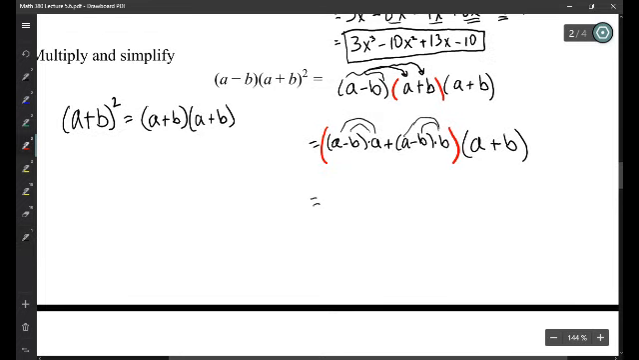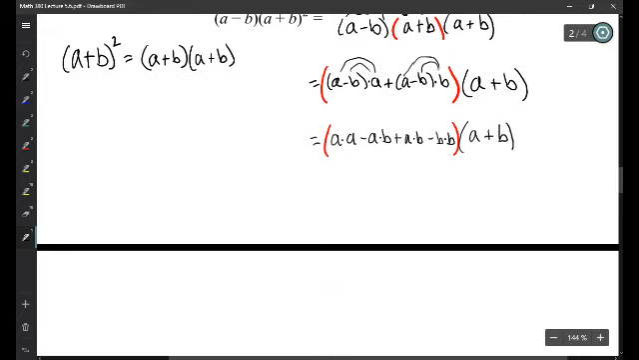And we have, again, keeping our red parentheses, a times a minus a times b plus b times a, we'll just call that a times b, minus, from here, b times b, and then times a plus b. Now notice we have like terms here. Negative a times b plus a times b. So those cancel, and we have a squared minus b times b, b squared. So a squared minus b squared times a plus b.